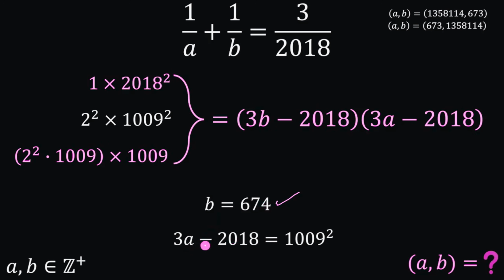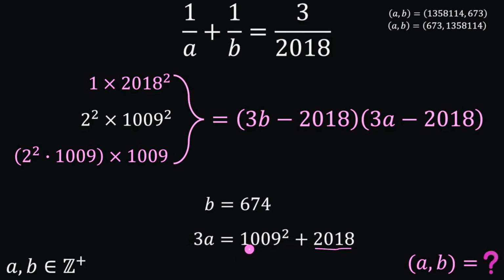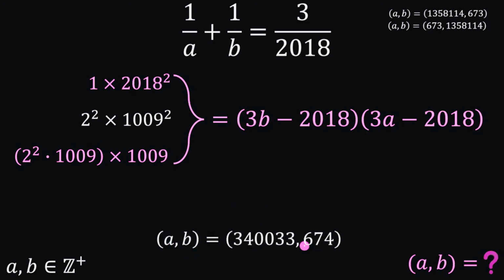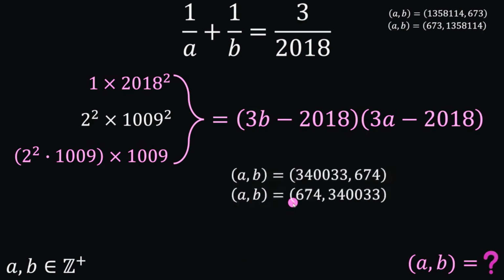How about the value of a? Now, add 2018 on both sides. This 2018 is 2 times 1009, so we can factor out 1009. This is just 1009 multiplied by 1009 plus 2, and if we add this, we get 1011. Now, this number is divisible by 3. If we divide this, we get 337. So, 337 times 1009 will give us 340,033. Again, we found the third pair of a, b, and also the fourth one if we switch the position of a and b.